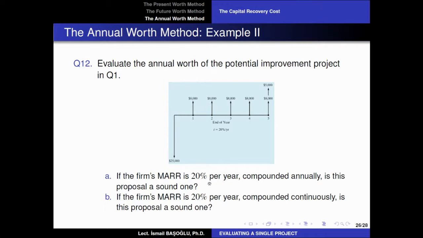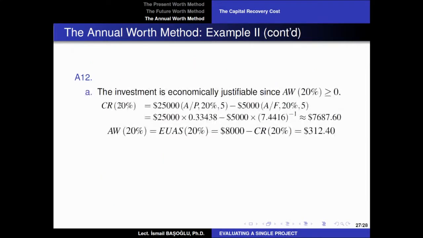Remember now, the answer for part A was a yes, and for part B was a no in the present worth and the future worth methodologies. They are going to be the same in this methodology as well. So let's calculate the annual worth for 20% interest rate per year, which compounds annually. For that, let's calculate the capital recovery first.